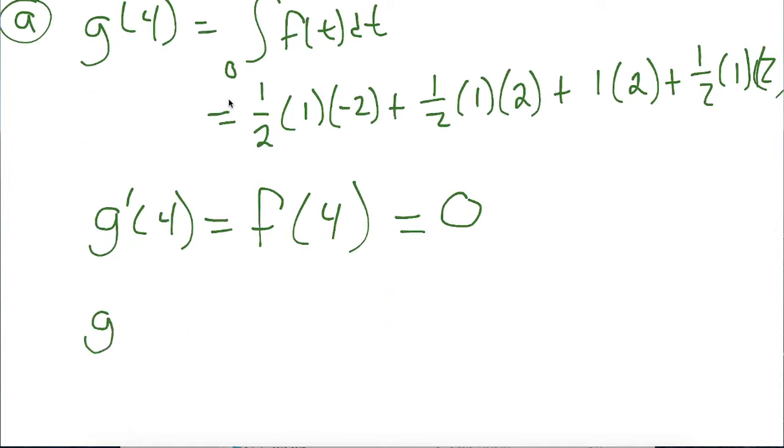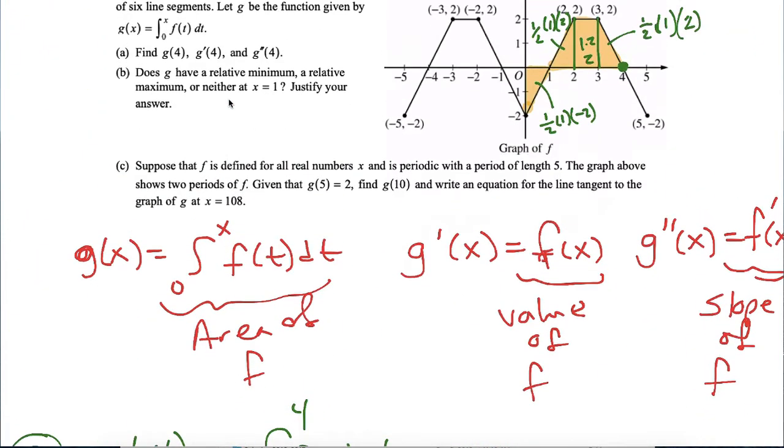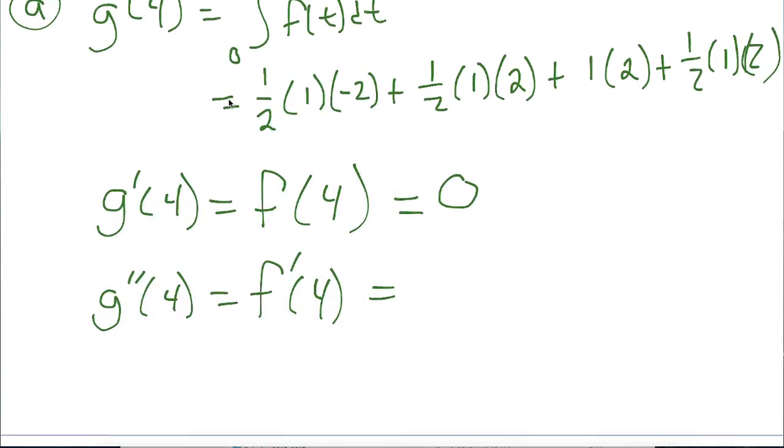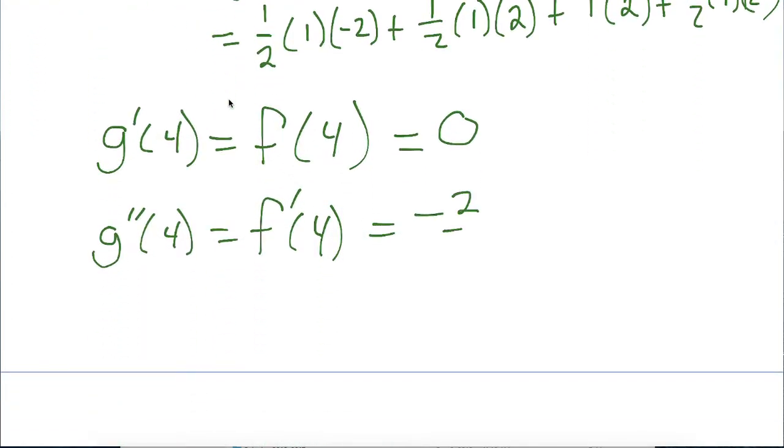Finally, g double prime of 4 is equal to f prime of 4, which is the slope at 4. The slope of this line at 4 is down 2 over 1. So the slope of this line is equal to negative 2 over 1. You can leave it like that. I would always encourage you to leave slopes as fractions. I think that it shows that you know what you're getting and that you didn't forget to divide by something, but that's the answer to that. So negative 2.